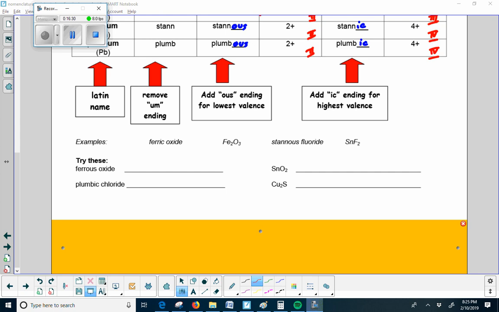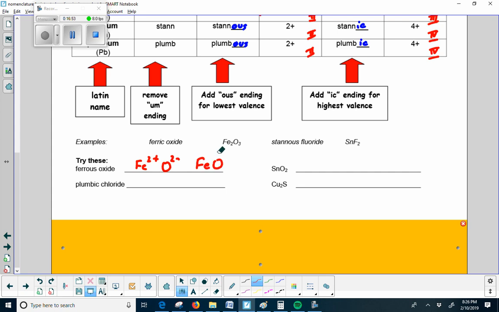All right, now that you've had a chance to practice these, let's check the answers. So -ous means the lower version. I know I can have iron 2 or iron 3. So here you're going to have the iron 2, the lower version. It's oxide, so oxygen 2 negative. So the formula here would be FeO, just like that.